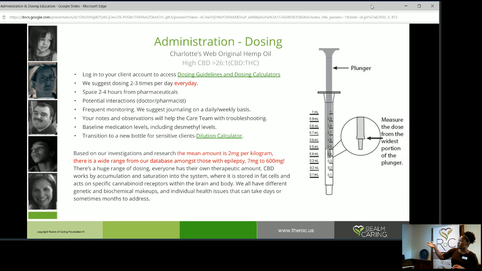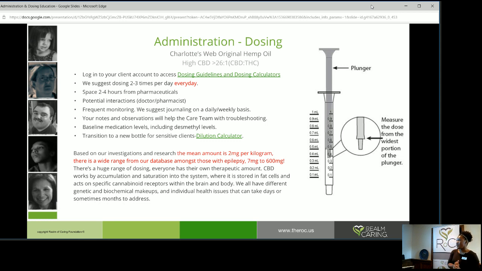So for frequent monitoring, we suggest that you journal on a daily or weekly basis, because your notes and your observations will be helpful for the care team when we're helping you to troubleshoot your dosing. You want to make sure that you monitor your baseline medication levels, including desmethyl levels. So if you do know that there are potential medication interactions, you can get those levels checked every 6 to 8 weeks to see what's happening inside the body.